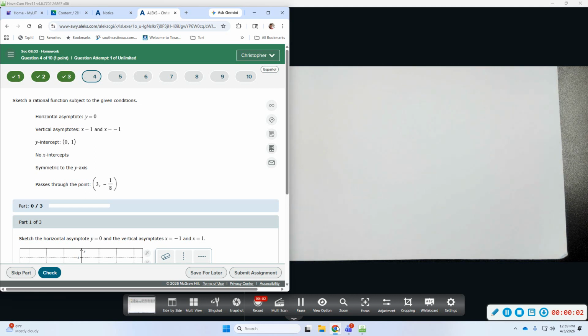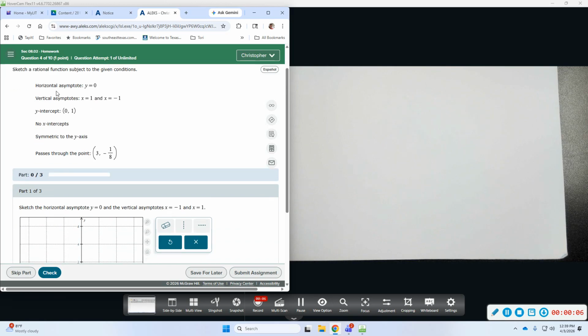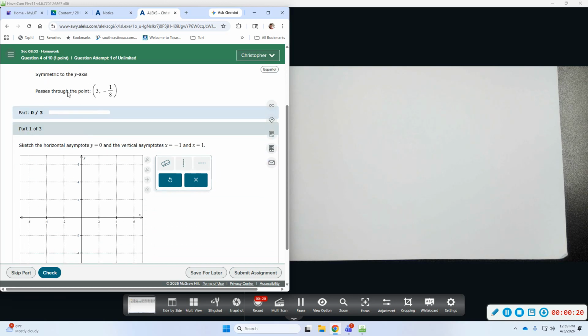All right, number 4, we're going to sketch the rational function. We are given horizontal asymptote y equals 0, vertical asymptotes of positive and negative 1, y-intercept of (0, 1), no x-intercepts, symmetric to the y-axis, and passes through the point (3, -1/8).